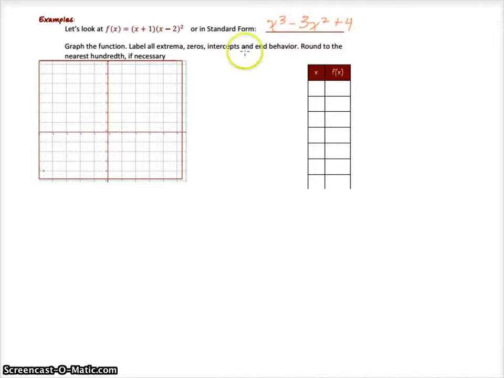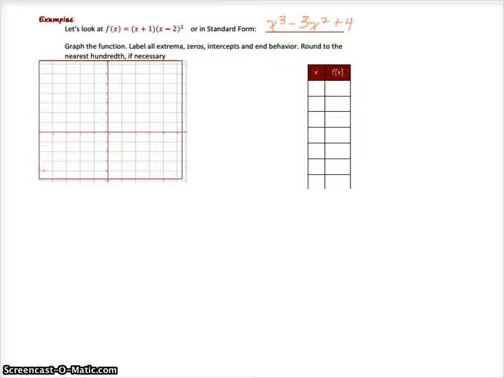Okay, and so it says graph the function, label all the extrema, zeros, intercepts, and end behavior, and round to the nearest hundredth if necessary. Remember the extrema are our minimums and maximums, zeros are the x-intercepts, and the end behavior is whether it points up or down. And then we're going to put it in a chart.